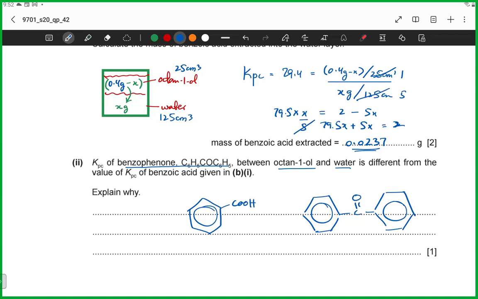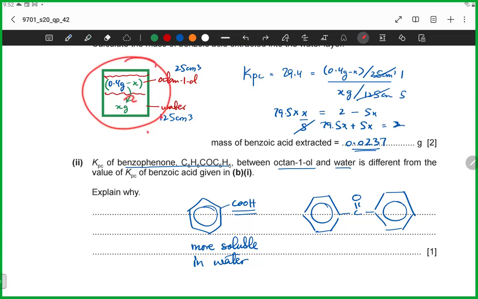The benzoic acid. Yeah, because it's got OH groups, right? So this is more soluble in water, right? So that means if I have this container over here, more benzoic acid is going to be found in the water layer, right? So that means you're going to get a smaller value of KPC. Okay, this is the numerator and this is the denominator. So if you have more of the solute dissolving in the water layer, the denominator becomes bigger, and which is why you're going to have a smaller value of KPC.